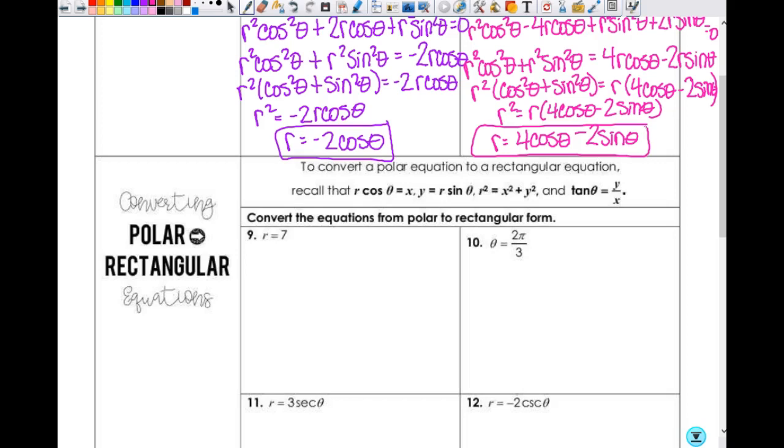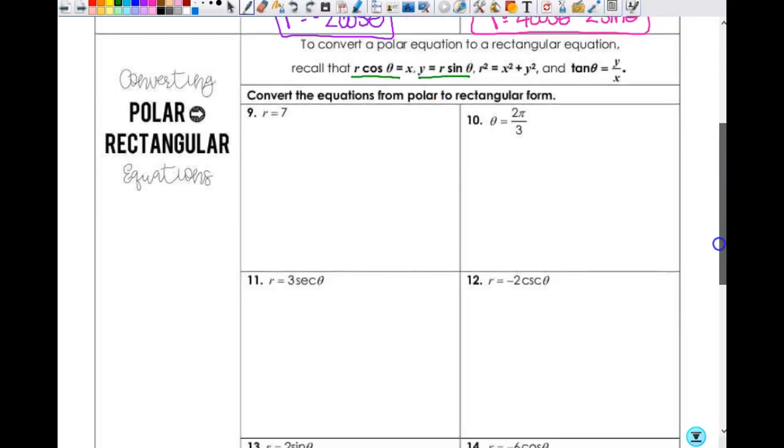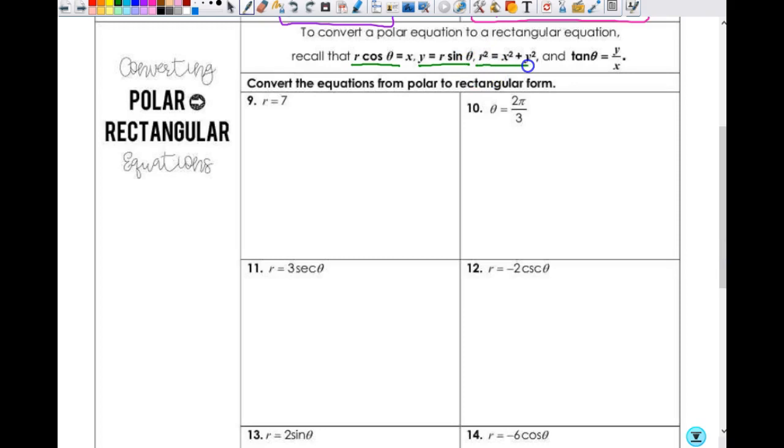All right, let's look at converting from polar to rectangular. We have r cosine theta equals x, y equals r sine theta, r squared equals x squared plus y squared, but we're also going to use r equals the square root of x squared plus y squared. It just kind of depends on the situation you're in, so just remember you could use either one of them. We know that tangent theta equals y over x, so that means that theta is equal to the tangent inverse of y over x.